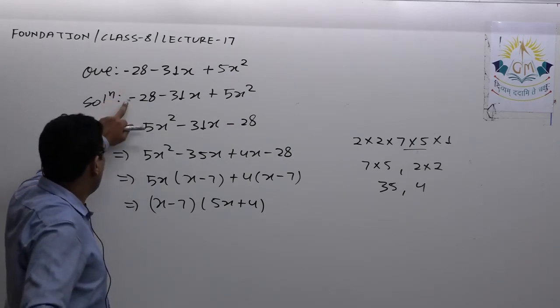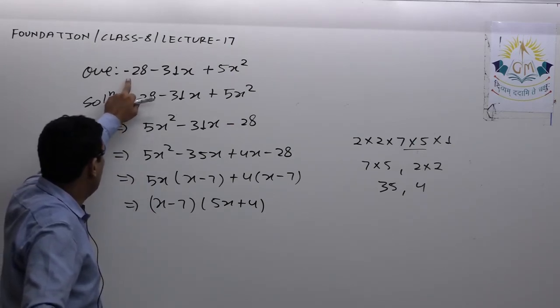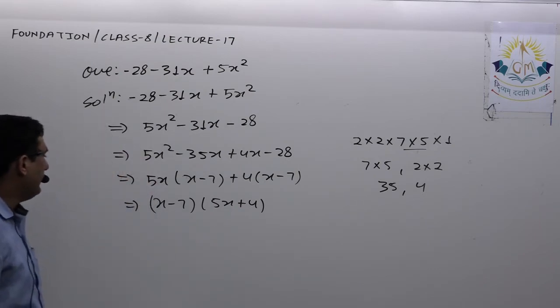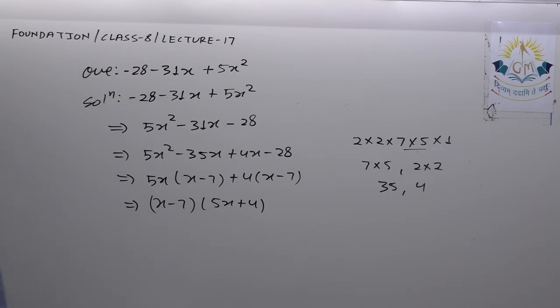So make the change over here. The question has minus 28. So these are the factors of the given expression. So please note it down. Then we'll see the next question.